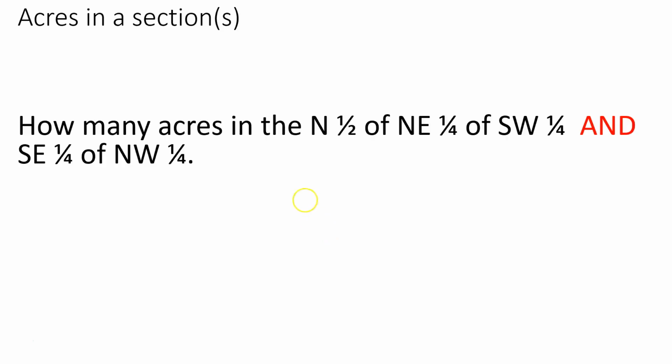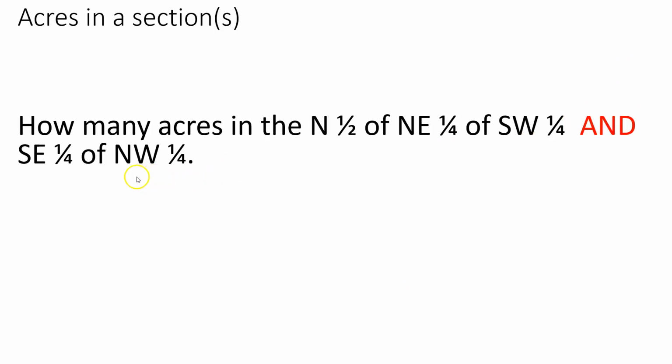How many acres in a section? One of those, you know what we are talking about. Here's the question. How many acres in the north half of the northeast quarter, and the southwest quarter of the southeast quarter of the northwest quarter? The thing you always look for in these questions is the word and, because that means you're going to have two mini problems, the results of which will end up at the end.